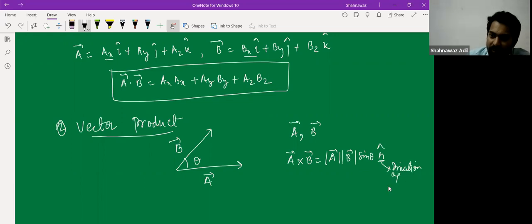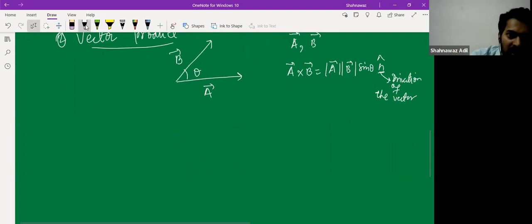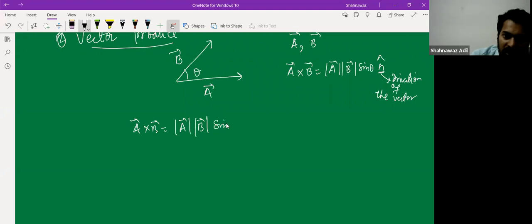And you can calculate the direction of this vector by using the right-hand thumb rule. So you place your fingers in the direction of A, and then you move them in the direction of B. So the direction that your thumb gives is the direction of your n hat, the cross product. Okay, so this is the direction of the n hat, and let's do some properties. So this is A cross B is A B sine theta and n hat.